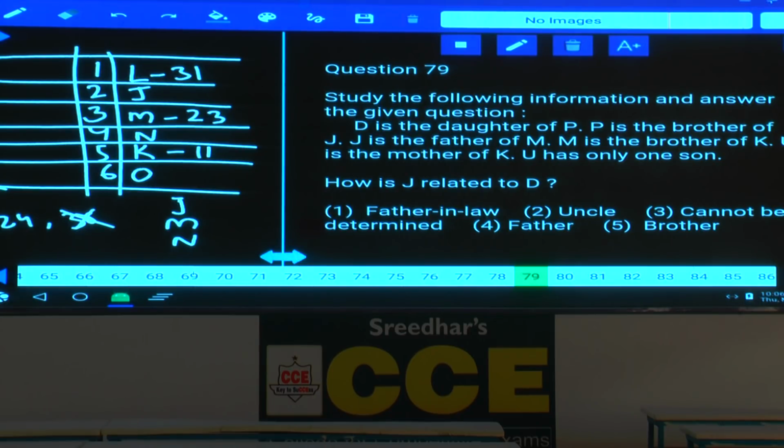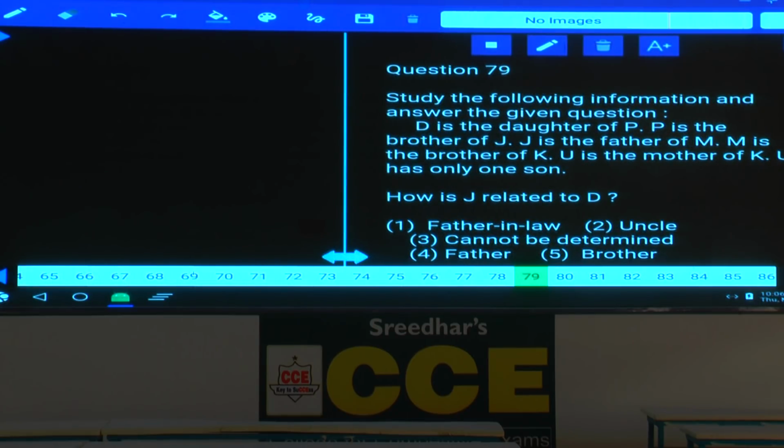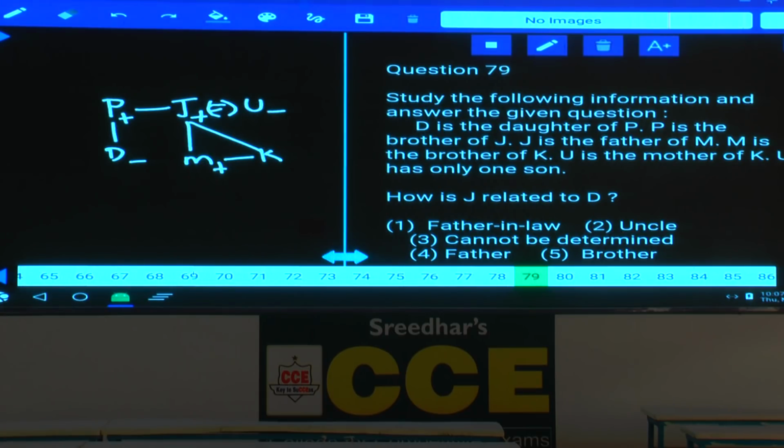Then 79 and 80. Now in this one, D is the daughter of P and P is the brother of J. J is the father of M. M is the brother of K. M and K are siblings to each other. U is the mother of K. That means J is the father of K and U is the mother. J and U are a married couple and U has only one son. Now that son is M and K must be the daughter.